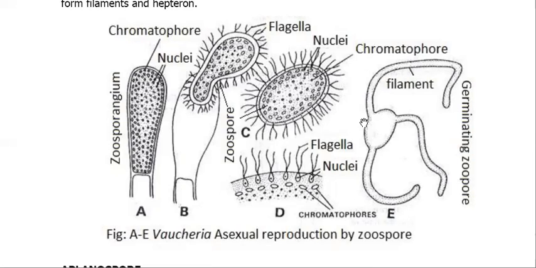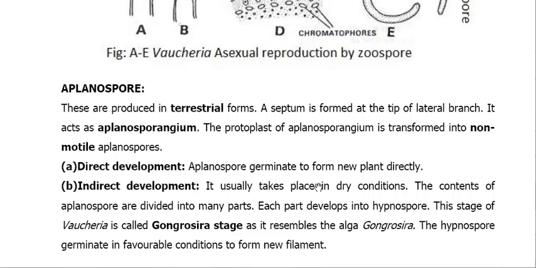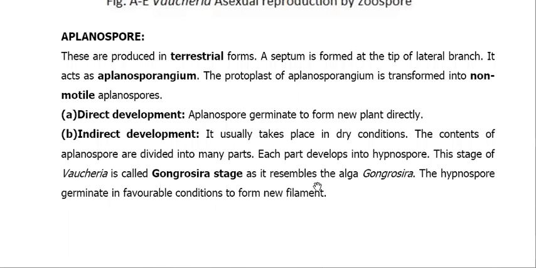This is the germinating zoospore. These are the filamentous structures that develop into the new thallus. The planospores are produced in terrestrial forms. A septum is formed at the tip of the lateral branch.